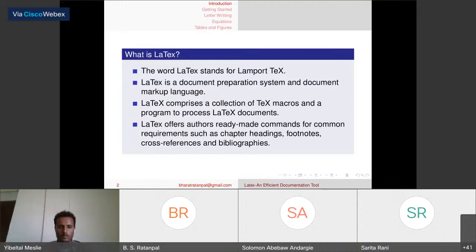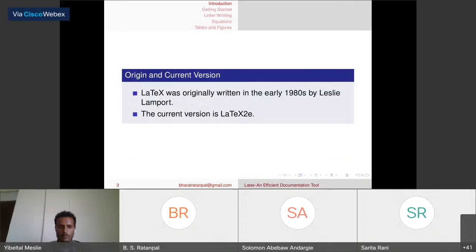There are various ready-made and inbuilt commands like section, equation, cross-referencing for bibliography, as well as for table of contents. There is a single command, list of tables, that will create the list of the tables used in the document.